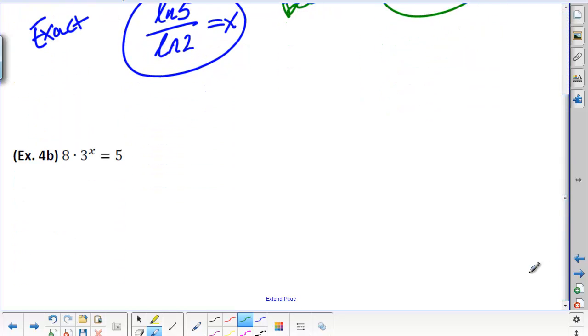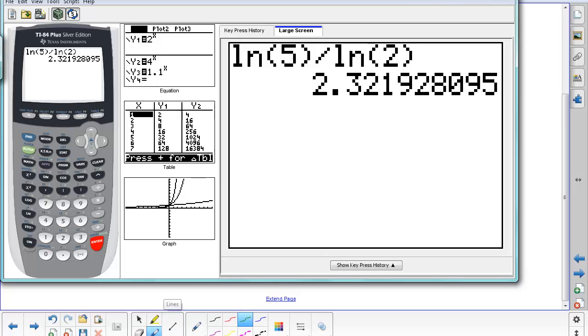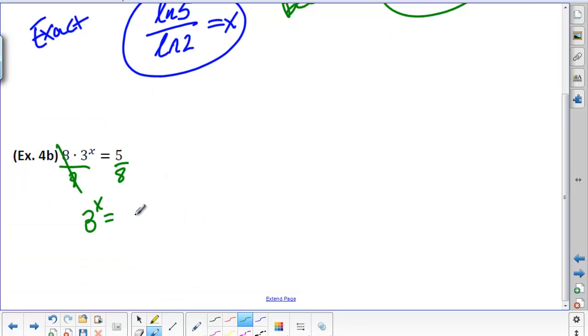8 times 3 to the x equals 5. That's almost the same as one we just had, but it's got this 8 times tagged on the front there. But we can take care of that pretty easily. Just divide by 8. 3 to the x equals 5/8, or we could call that, I think it's 0.625.